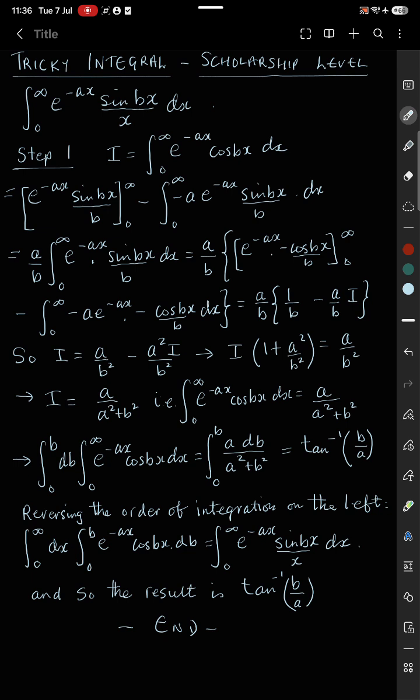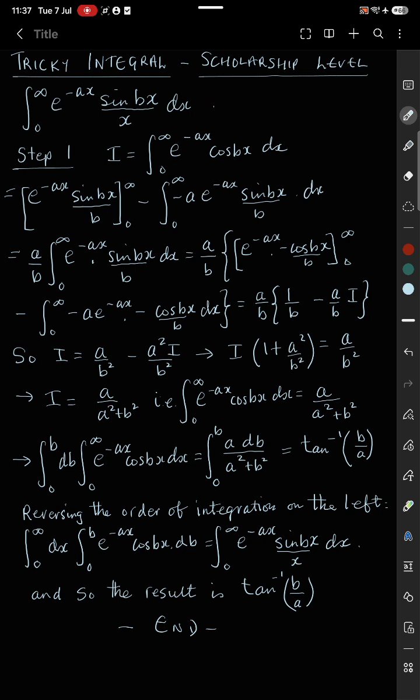We now come to the second step, which is to integrate both sides with respect to b, between the limits b and 0. So I've written that down, integral between 0 and b, db, integral between infinity and 0, e to the minus ax cos bx dx. And that's then equal to the integral of the right-hand side, which is a db over a squared plus b squared between the limits 0 and b. And that's a standard integral, which is tan inverse b over a.